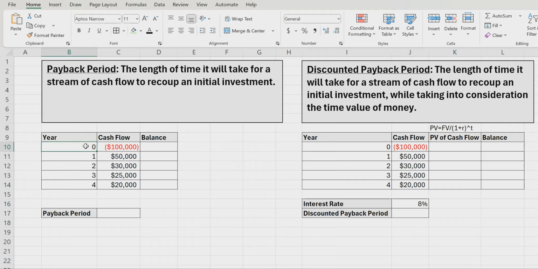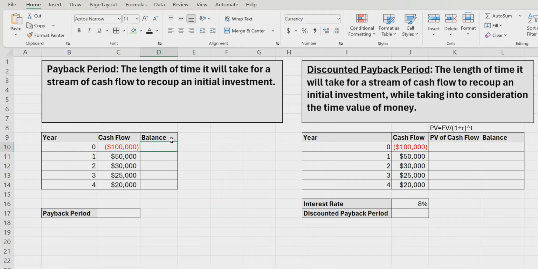Let's say in year 0, to get this project off the ground, we have to invest $100,000. So we type in a negative 100,000 in this cell right here. But then over the next 4 years, here's what we expect the project to cash flow each year. Now, in order to calculate the payback period, so how many years will it take to get this initial $100,000 back, here's what we do.